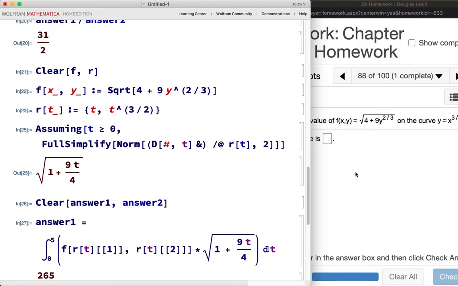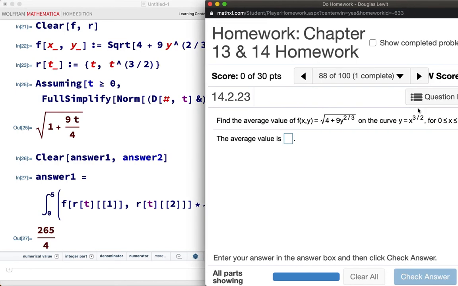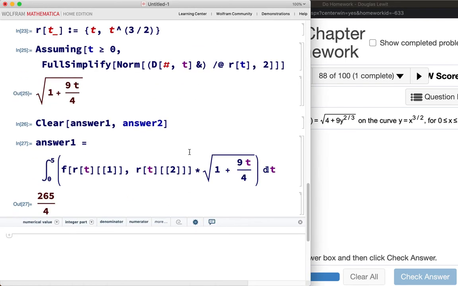However, we have to remember that we're looking for an average value of the function, which means I need to divide this integral by the length of the curve. Well, how do you find the length of a curve? That should be easy. You guys should remember that from the beginning of Calculus 2. Well, we can use the formula.